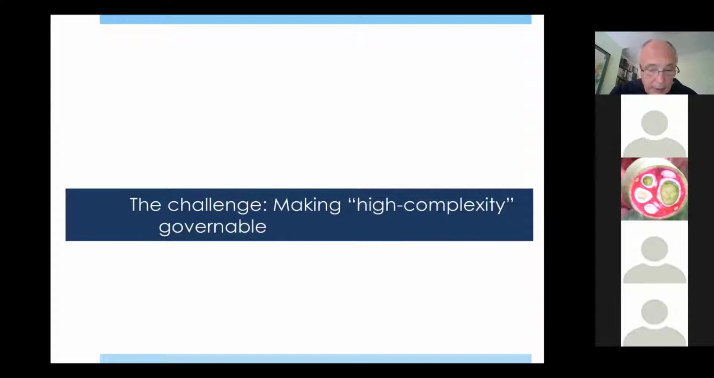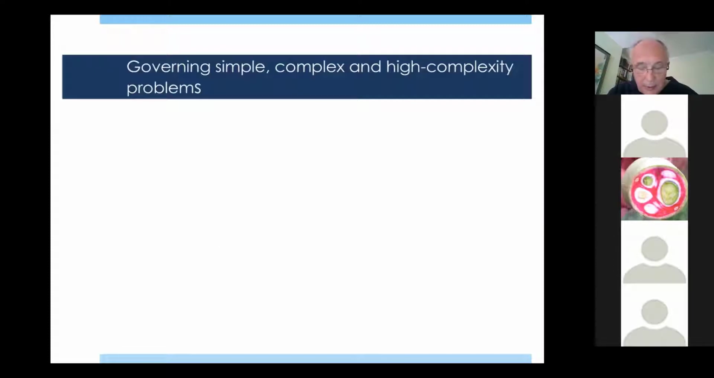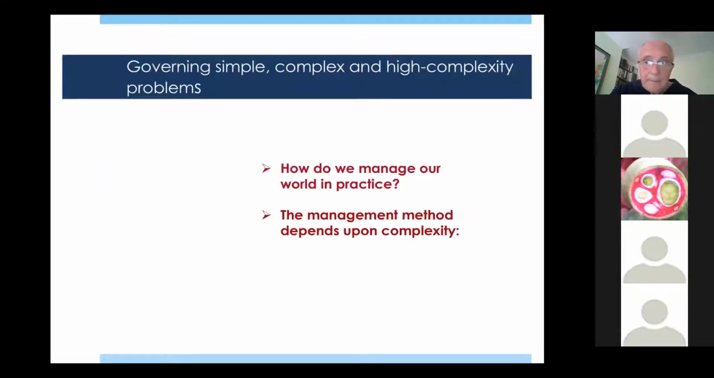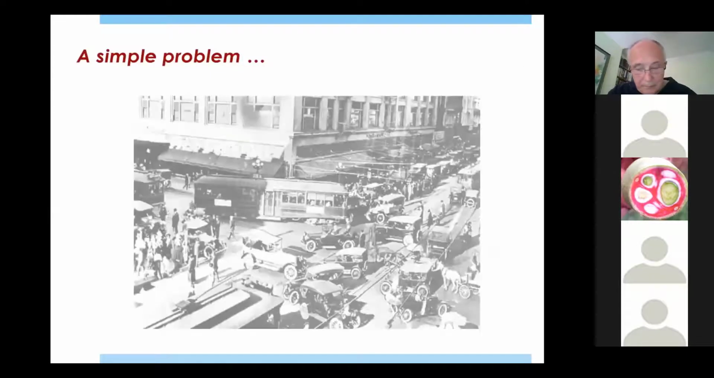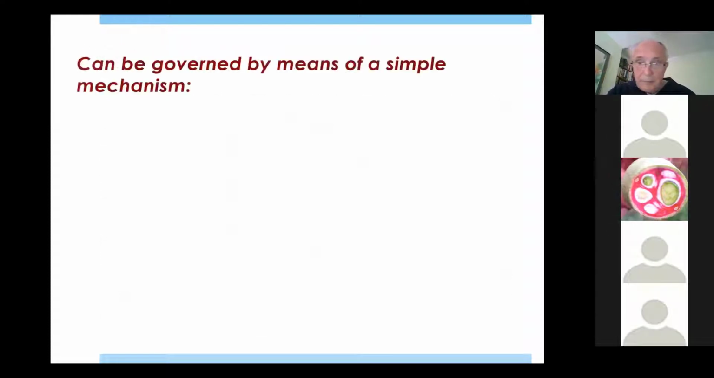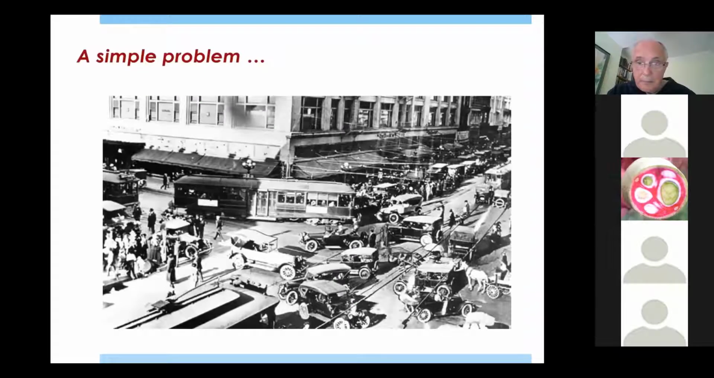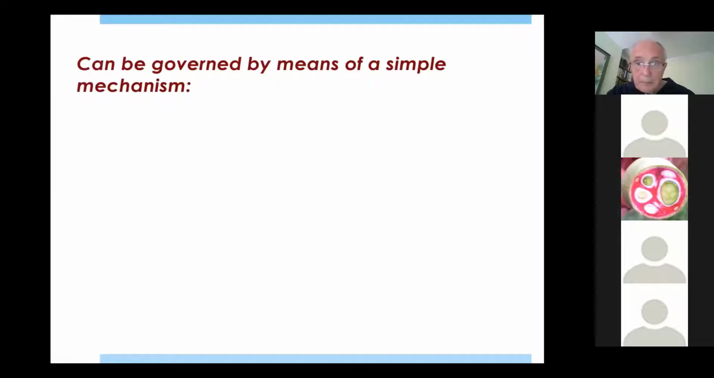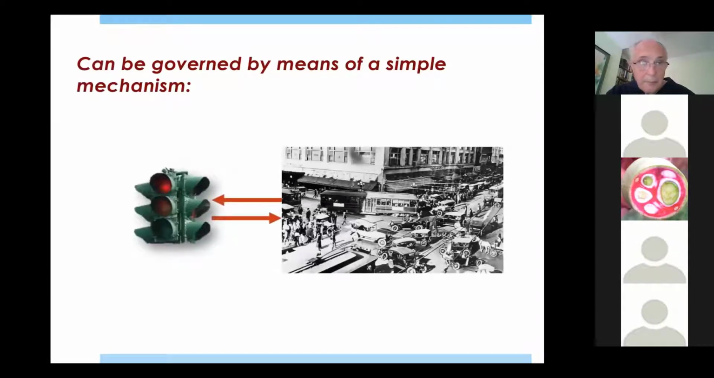What is the challenge? Making high complexity governable. Governing simple, complex, high complexity. How do we manage our world in practice? That depends upon complexity. A simple problem, you see there, it's complicated maybe, but simple. It's an intersection of streets, can be governed by means of simple mechanisms, which we all know.